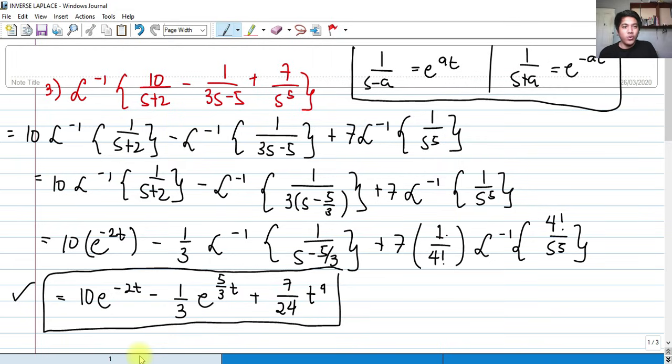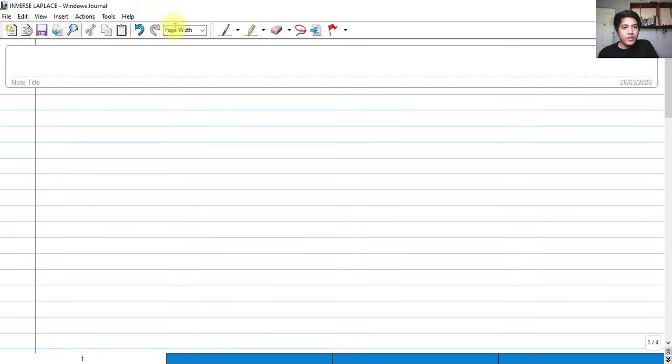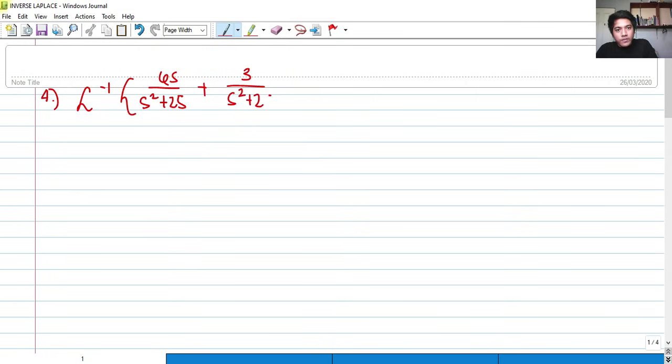So again, let's try another example by inserting another page here. Number 4. So let's try another example. We have the inverse Laplace of 6 over s squared plus 25, plus 3 over s squared.